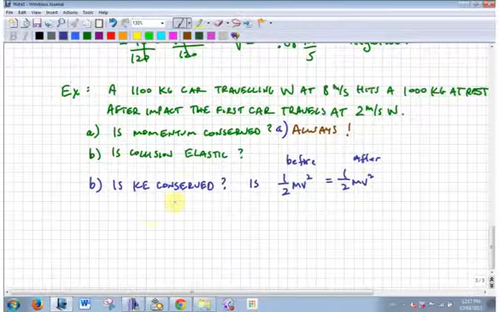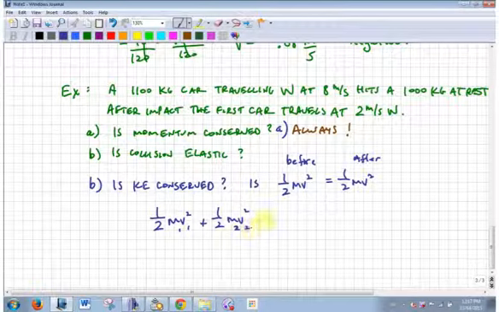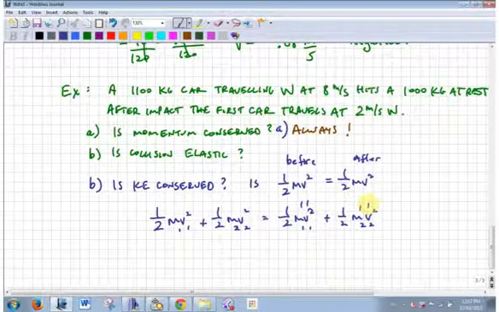So I need 1/2 mv squared for the first car, because it's the whole thing, right? And 1/2 mv squared for the second car before, and 1/2 mv squared after for the first car, and 1/2 mv squared for the second car after. Is that equal? If it is, it's elastic. And if it's not, it's not.